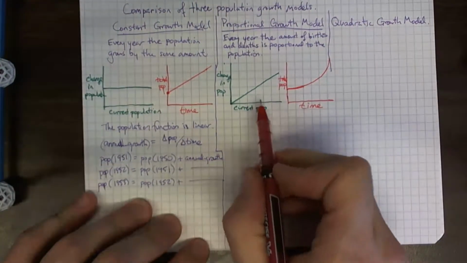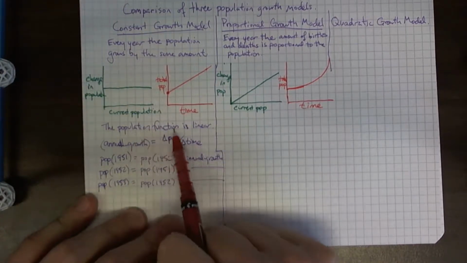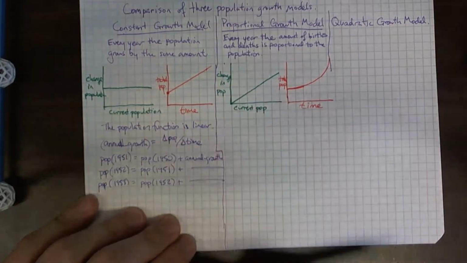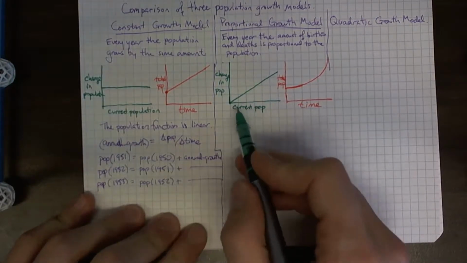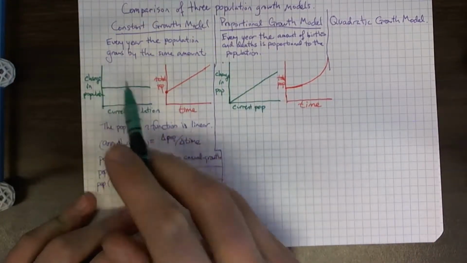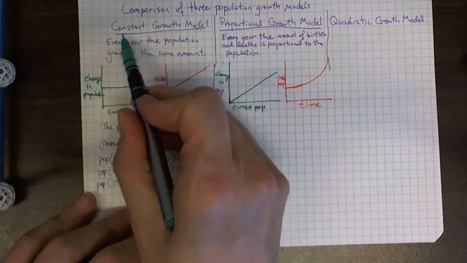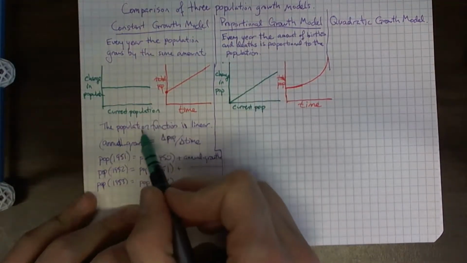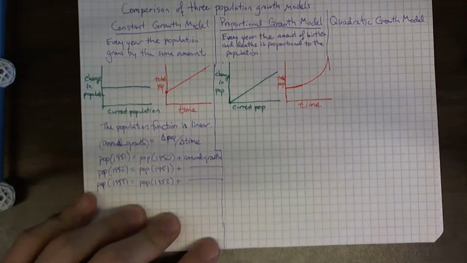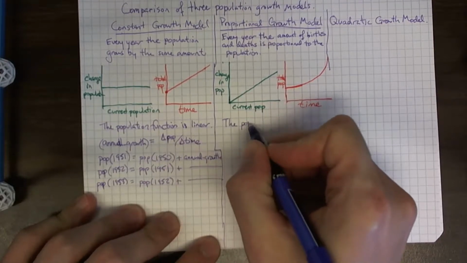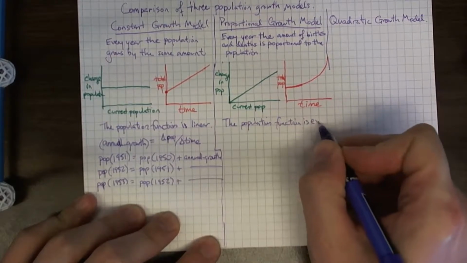time. So one thing that could be confusing is that in the constant growth model, the population function is linear. But in the proportional growth model, the change in population as a function of the current population is linear. So I will be using the words constant growth model, proportional growth model, and it's important to talk about constant growth or proportional growth and comparing that to the actual value of the population function. So in this case, the population function is exponential.